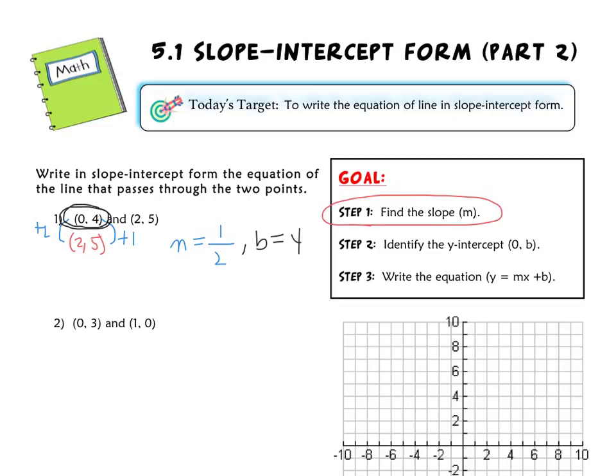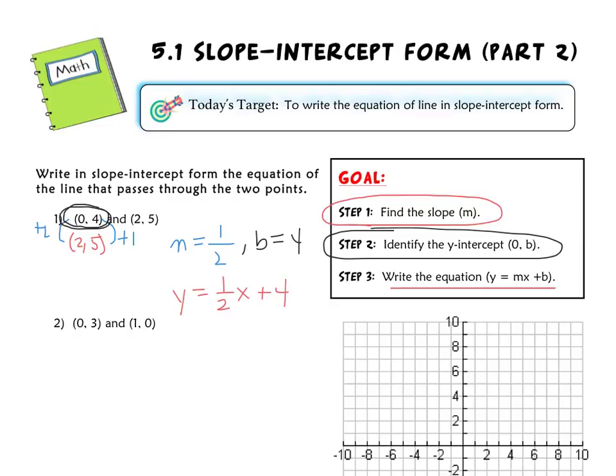So once we've identified the slope and we've done our second step of identifying what b is, we now just simply write our equation in slope-intercept form using the 2. So y is equal to 1/2 x plus 4. Okay? So, recap real quick. The goal is to find the slope using the 2 points, then identify the b value based upon one of the 2 points given, and then put the 2 into slope-intercept form.